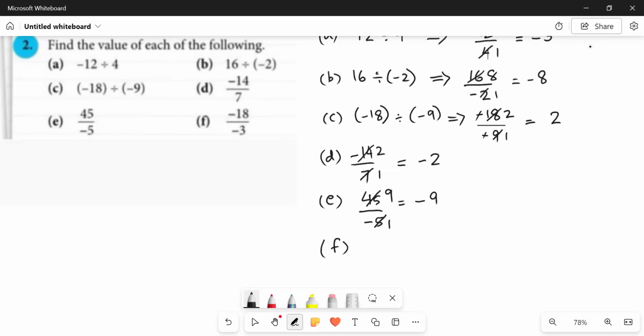And then part F, minus 18 upon minus 3. Both are negative. So minus minus will be cut down. 3 ones are 3, 3 sixes are 18. So the answer would be positive. So you see how simple multiplication and division both are.